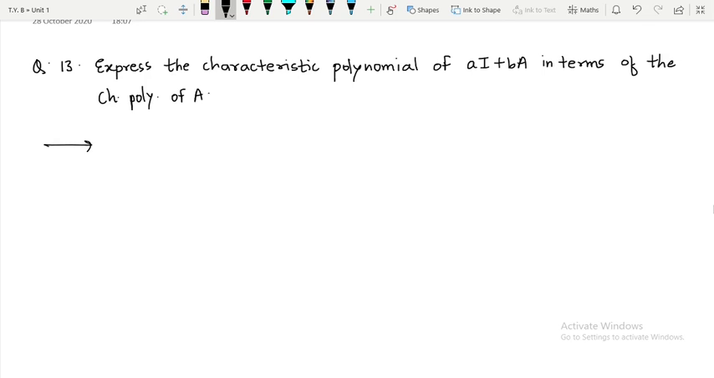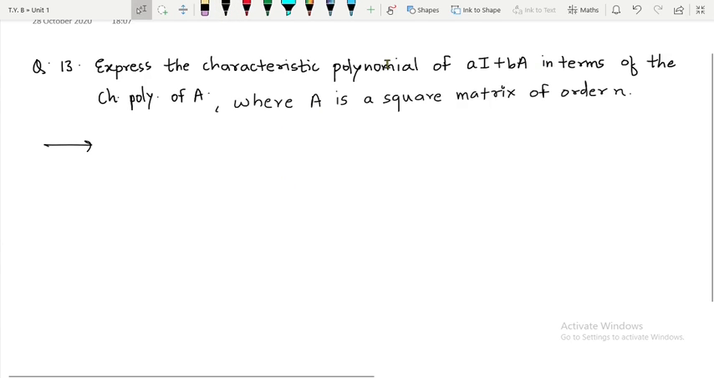Today we are going to see an interesting example. We have to express the characteristic polynomial of the matrix aI plus bA, where A is a square matrix of order n. So we have to express the characteristic polynomial of the matrix aI plus bA in terms of the characteristic polynomial of A.